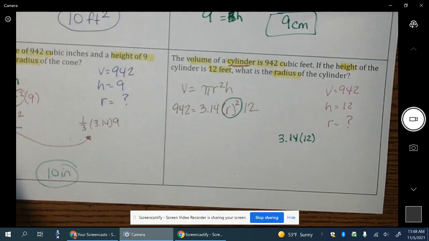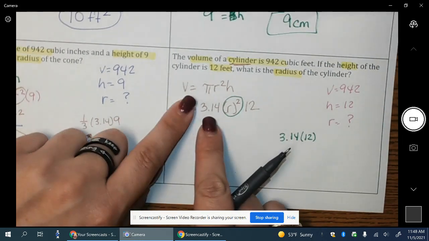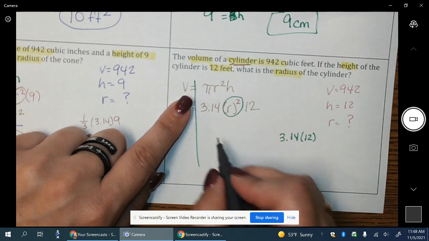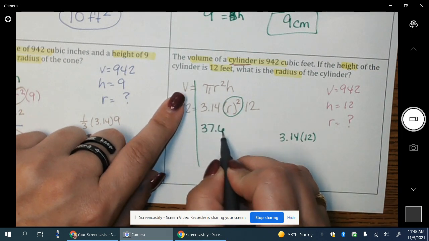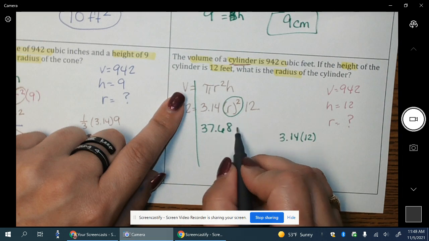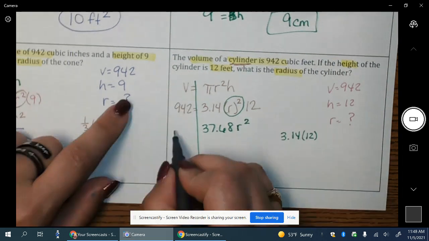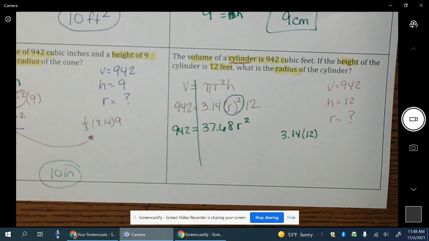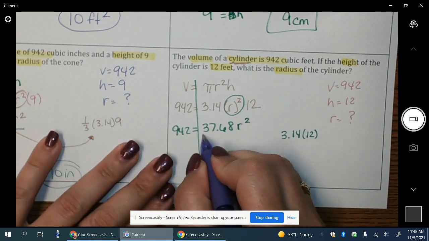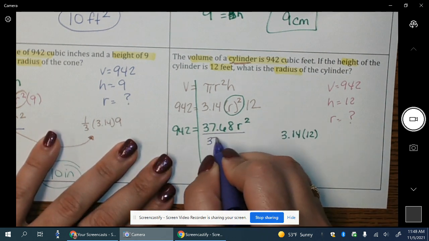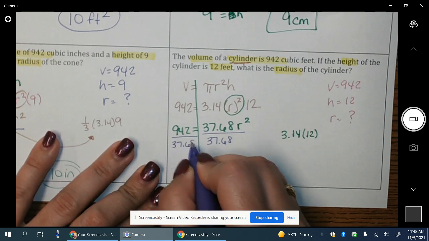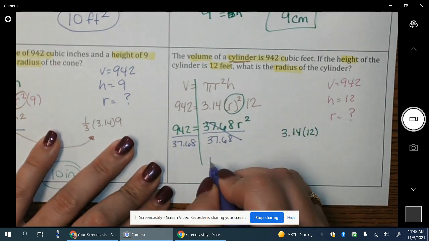You're combining the numbers that you have. 3.14 and 12. And that's how you get 37.68. I didn't use the R, bringing it down. Didn't use the 942, bringing it down. Okay, who's hanging out with R? 37.68. All right, so I'm dividing because it's being multiplied. Cancel. I'm left with r squared.